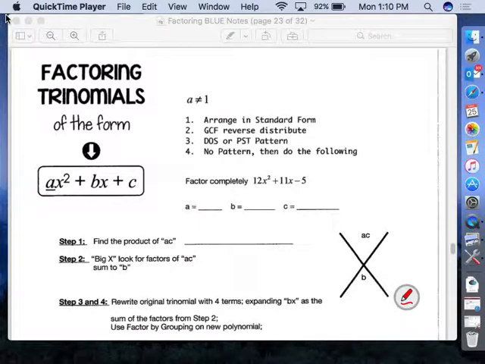I'm going to walk through the factoring process. The first step is to arrange the polynomial in standard form. Standard form just means you're arranging it in order by power. Here is an example, ax squared plus bx plus c.